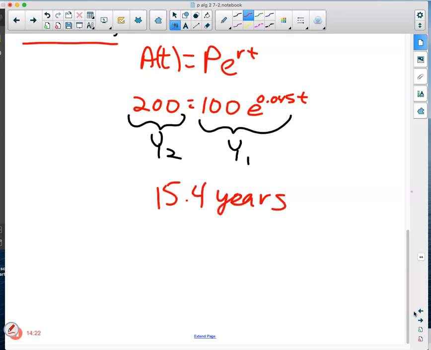Now again, if you remember what I said the other day, the bank isn't actually going to give us that money until 16 years because our contracts always say you have to wait till the end of the year. But for the purposes of the test in the class, we're just going to say 15.4 years is how long that would take. So whenever we read continuously compounded or compounded continuously, stinky green shampoo formula.